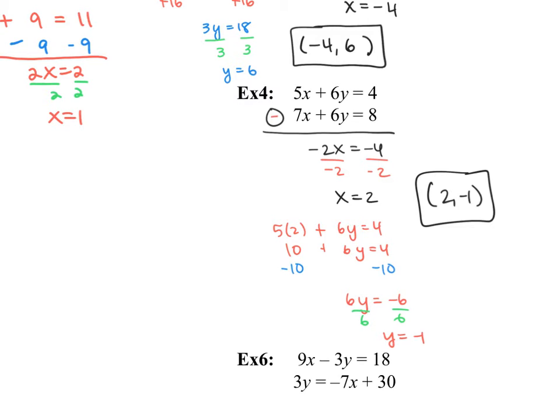5x minus 7x is negative 2x, 6y minus 6y is 0, and 4 minus 8 is negative 4. Divide both sides by negative 2 to get an x coordinate of 2. I then took x equaling 2 and put it in the top. 5 times 2 is 10, plus 6y equals 4. Subtract 10 from both sides to get 6y equals negative 6, and then divide by 6 to get a y coordinate of negative 1 for a final answer of 2, negative 1.